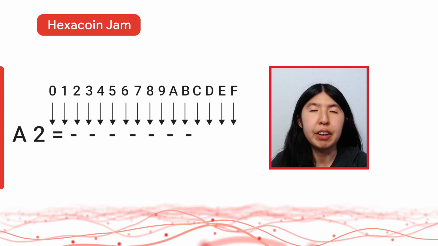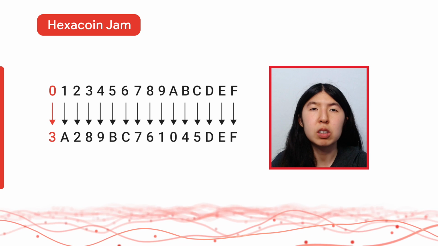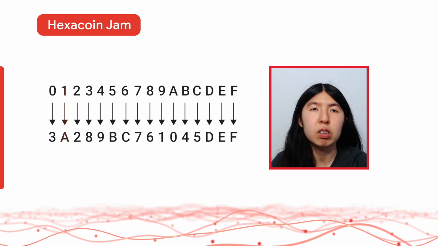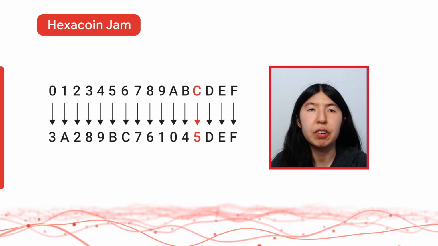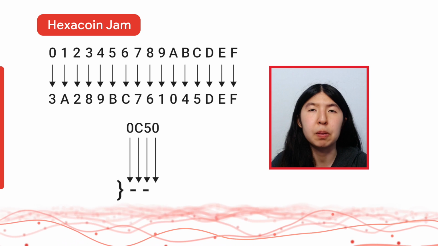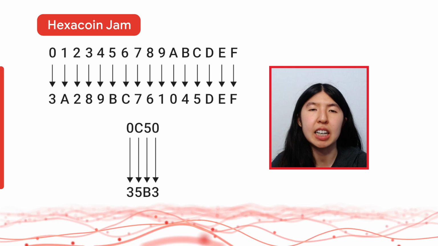Now, what do we mean by shuffle their digits? Well, you will randomly choose one of the 16 factorial permutations and permute each digit in all numbers by that permutation. For example, if we have this permutation, all zeros will change to 3s, all 1s will change to A's, and all C's will change to 5s. So if the original number is 0C50, this will become 35B3.